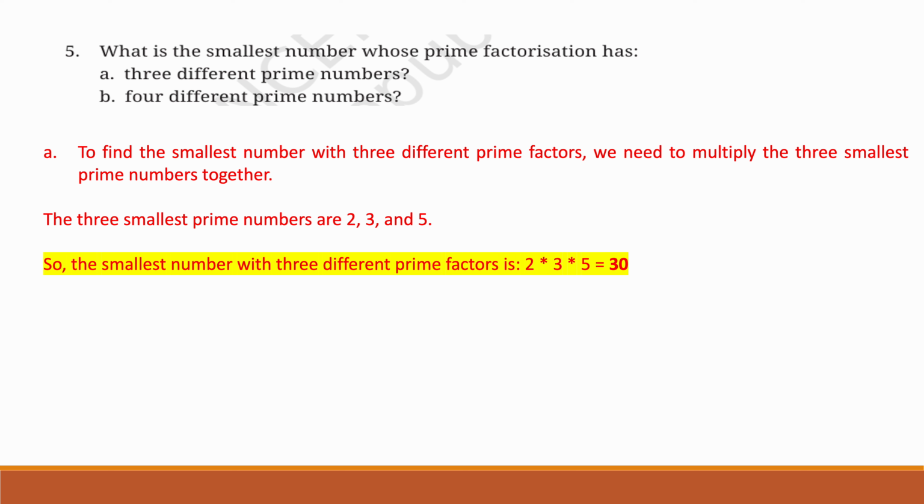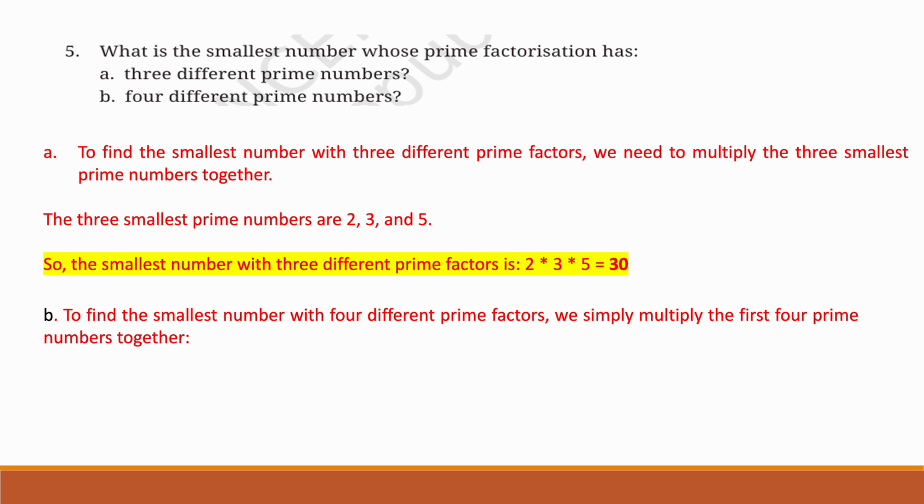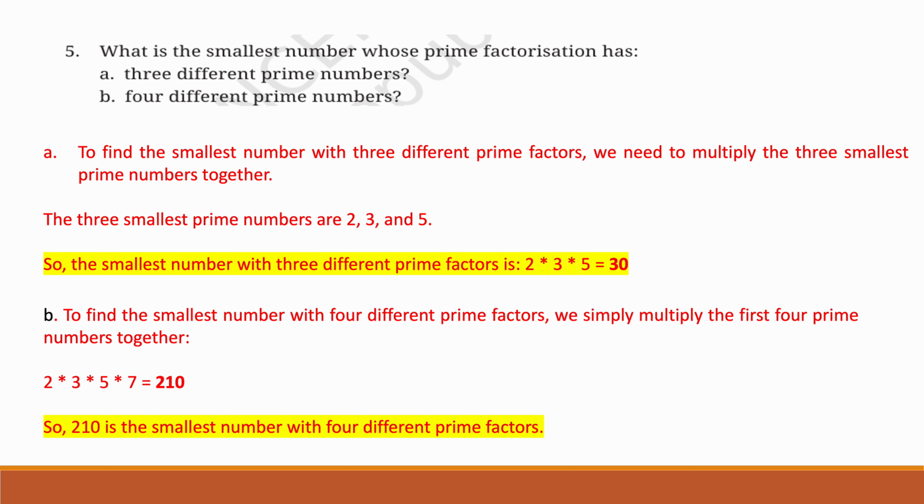What is the smallest number whose prime factorization has 4 different prime numbers? To find the smallest number with the 4 different prime factors, we simply multiply the first 4 prime numbers together. So, the first 4 prime numbers are 2, 3, 5 and 7. So, their product is 210. So, 210 is the smallest number with the 4 different prime factors.